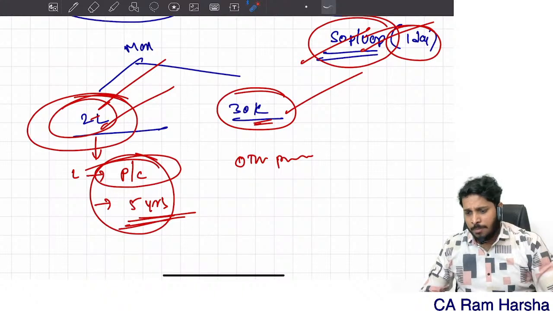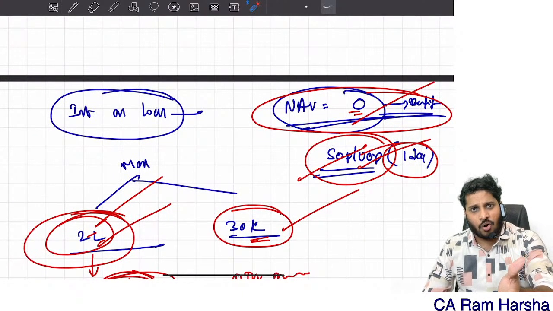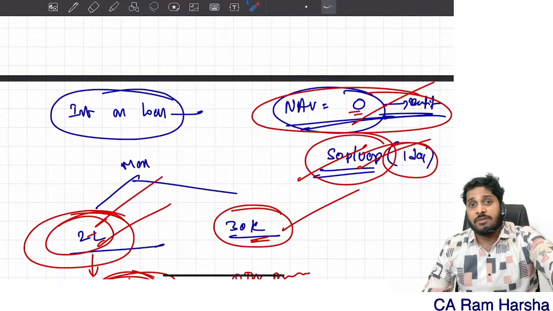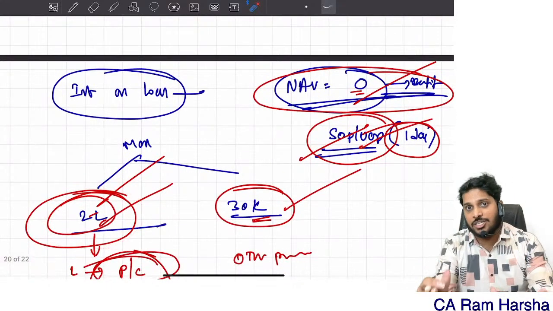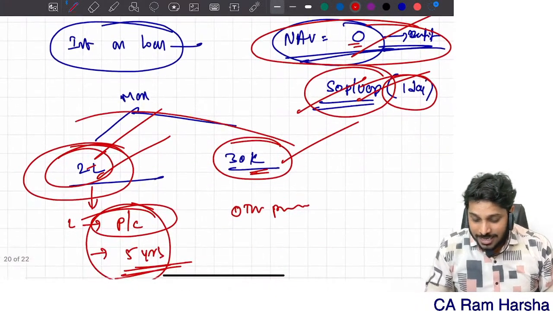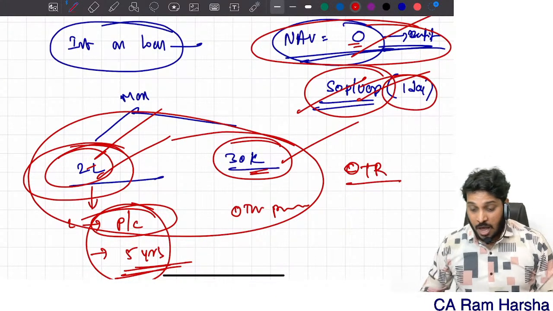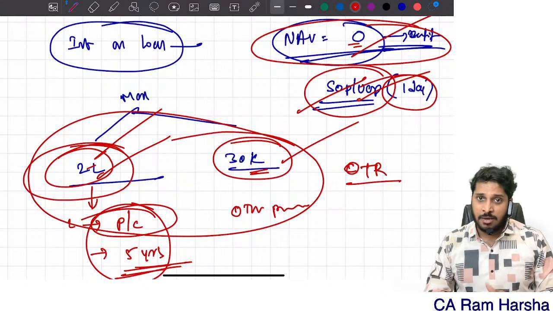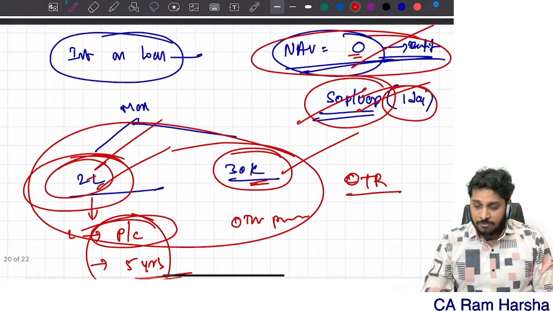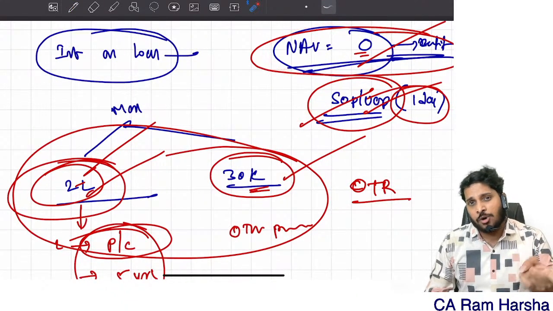Are you clear? Because we are not taxing it. Already we gave you the benefit that NAV is equal to 0, so we are not taxing it. That's why there is a limitation on interest. Now these limits are applicable under the optional tax regime. Under the optional tax regime, the SSE can claim interest deduction for self-occupied property, or unoccupied property where NAV is equal to 0.